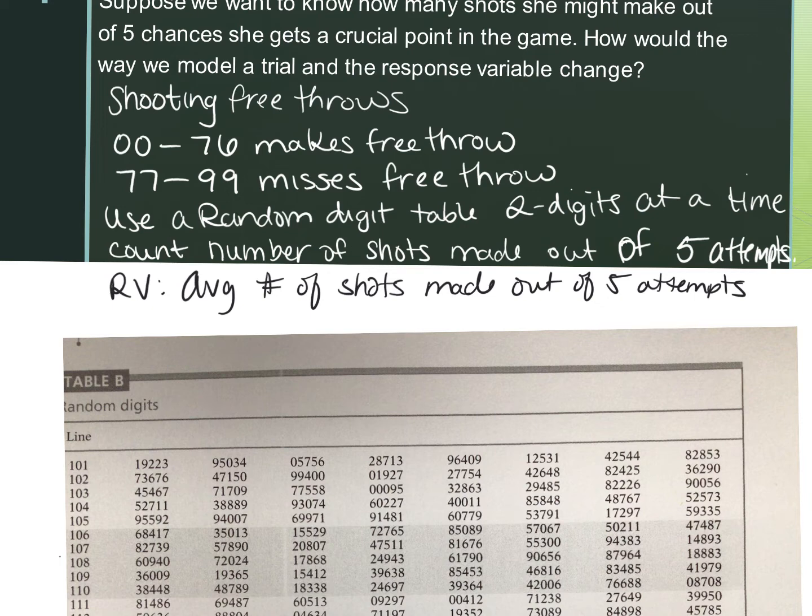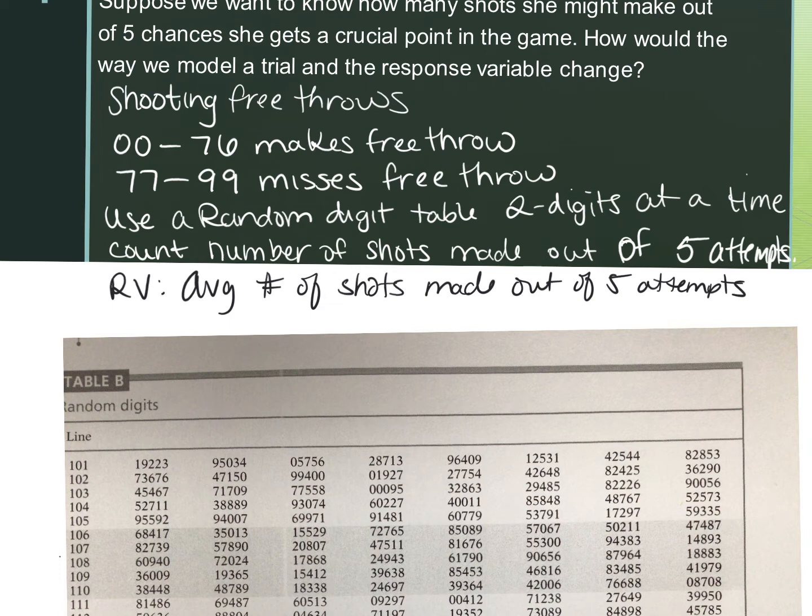We're going to use the random digit table, 2 digits at a time. Okay, that means we're grouping them. When we get to here, this is 19 and 22 and 39. Okay, and then we're going to mark up our random digit table. It's going to be real easy on the top line. It's going to be less easy on the lower lines because they're not spaced out very well for us.